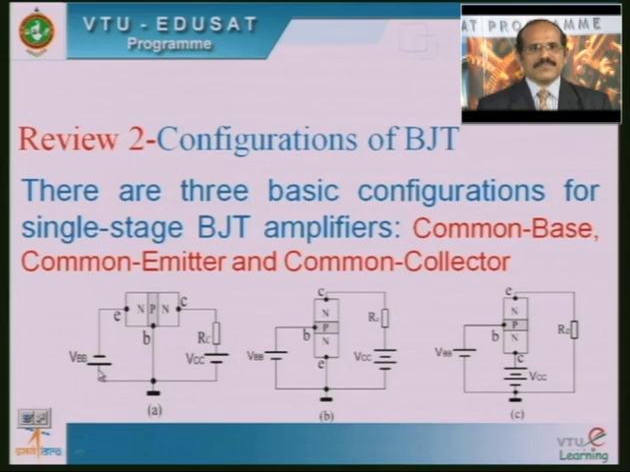Here you can see that this particular configuration is the common base configuration of the bipolar junction transistor. Here you can see that the emitter is the input and the collector is the output. Whereas this second figure shows the common emitter configuration of BJT, where the emitter is common with reference to the base, that is the input, and with reference to the collector, that is the output. We have one more configuration of the BJT, the common collector configuration, wherein the collector is common with reference to the base, that is the input, and with reference to the emitter, which acts as the output here.